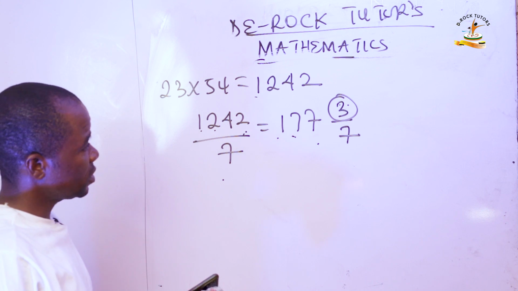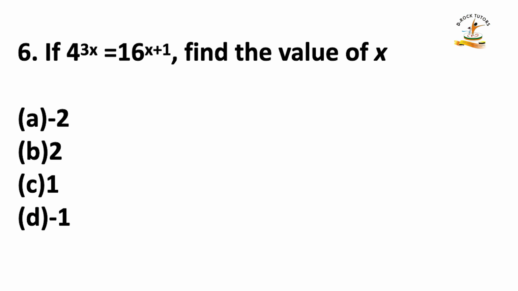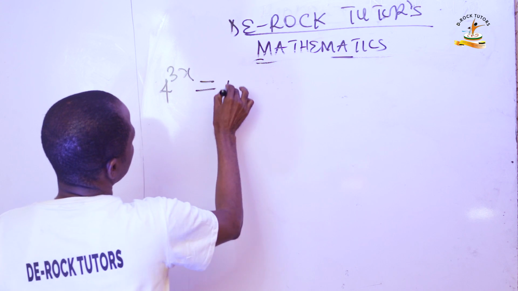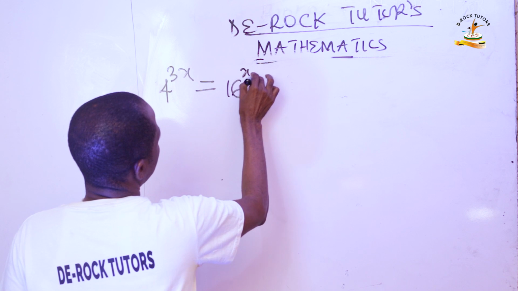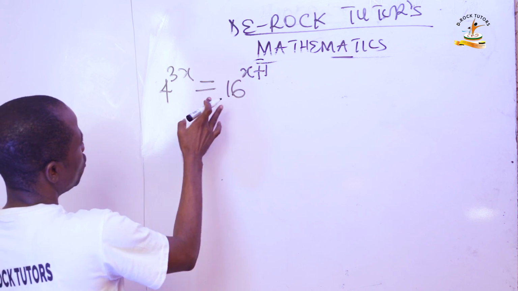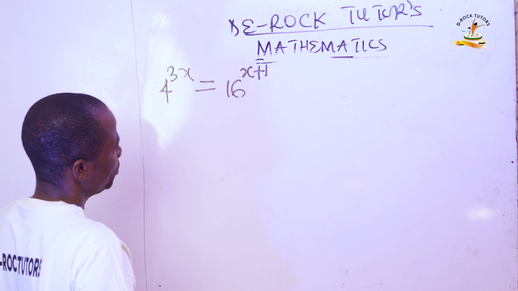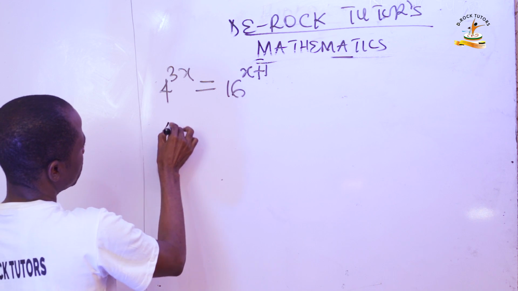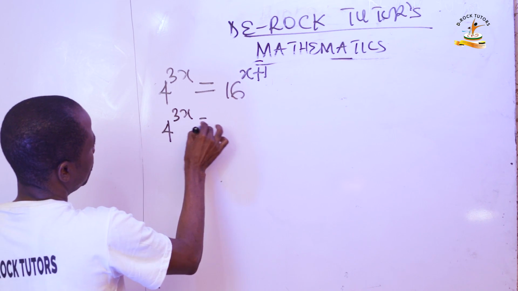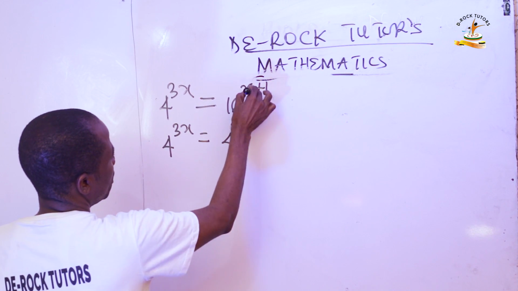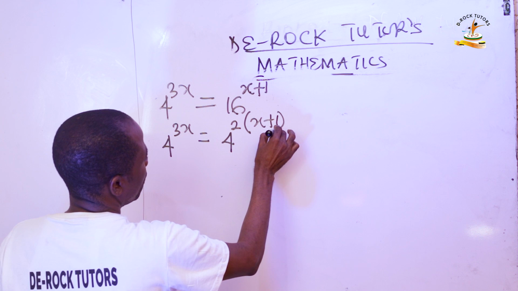Let's go to number 6. Number 6 asks us to find the value of x in this expression. 4 raised to power 3x is equal to 16 raised to power x plus 1. By using simple law of indices, we have to ensure that both sides are in the same base. We can convert 16 to be the same base as 4. That will give us 4 raised to power 3x is equal to 16 could be written as 4 raised to power 2, then x plus 1.